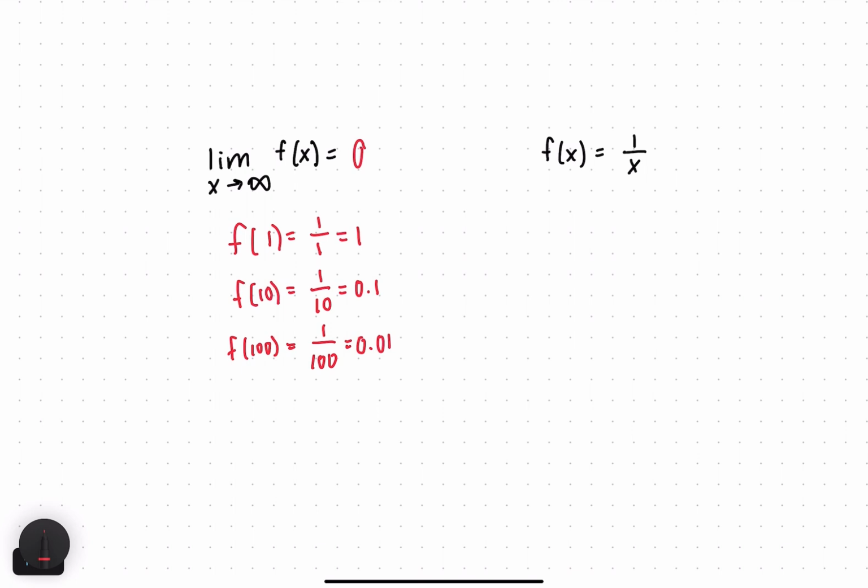This means that as x becomes larger and larger, which is approaching infinity, the value of f of x gets smaller and smaller, getting closer to 0. The function will never actually reach 0, but it gets extremely close to it as our inputs get larger.